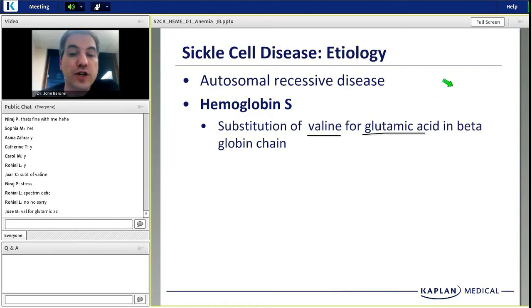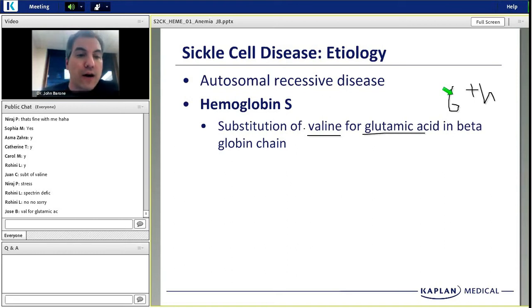The 6th position. Now, if anybody likes Star Wars, there's a good mnemonic here. In the 6th position, Lord Vader has taken over. Lord Vader has taken over the 6th position. Vader replaced glutamic acid. So valine took over the 6th position. Now you're going to make hemoglobin S. Can't make hemoglobin A anymore.